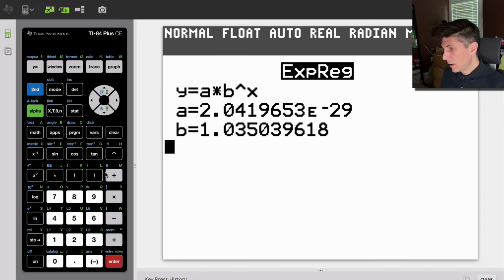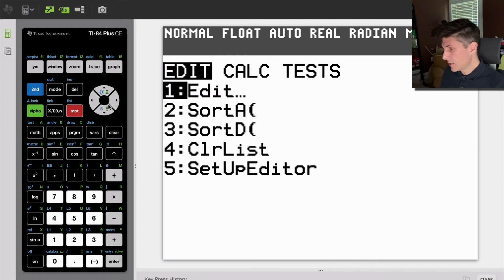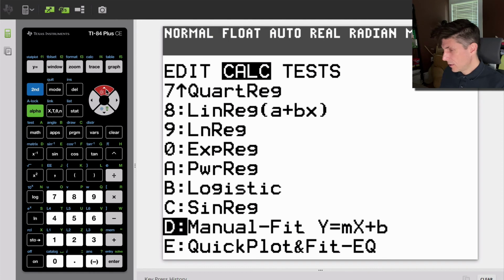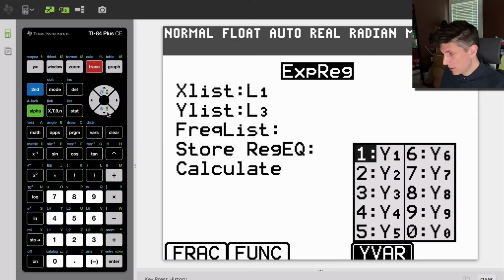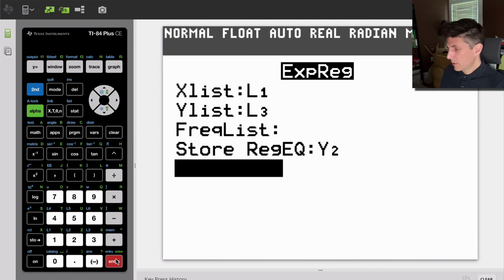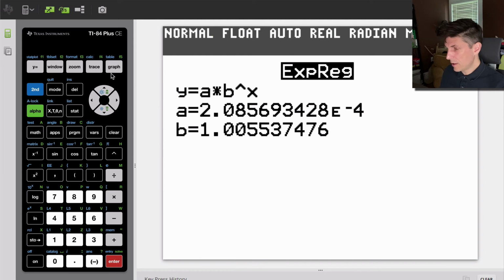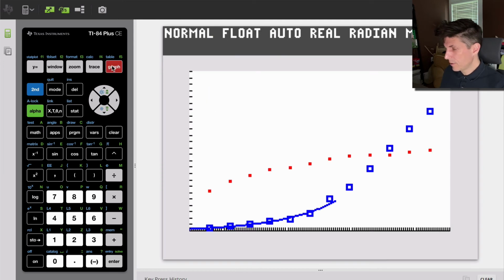Okay. And then we're going to do it again: stat, edit, exponential. And we're going to go L1, and then this time second L3, and we're going to store that in alpha Y2 trace. So we're going to put that in the second function slot, calculate, lovely, and let's take a look at that graph. So the blue one takes off.